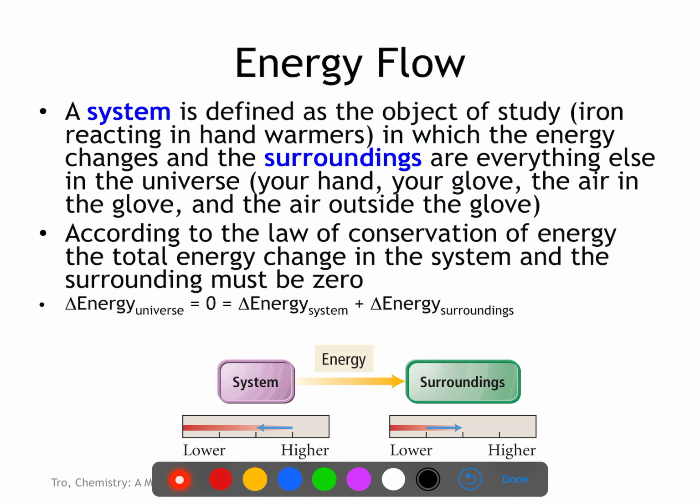So if we're thinking of the hand warmers as the example, where the iron inside is the system, your hand, your glove, the air in the glove, the air outside the glove, those are all the surroundings. According to the law of conservation of energy, the total energy change in the system and the surroundings must be zero. Since energy is always transferred, and nothing is lost, gained, created or destroyed, the sum of the energies has to be zero because it's constant. So therefore, we define that the energy change of the universe must be zero. Therefore, it has to be the sum of the energy of the system and the surroundings.